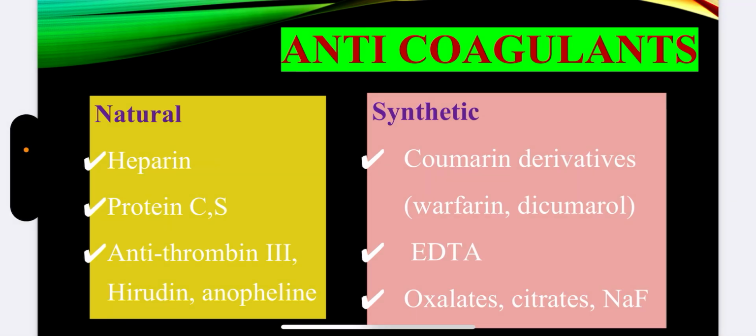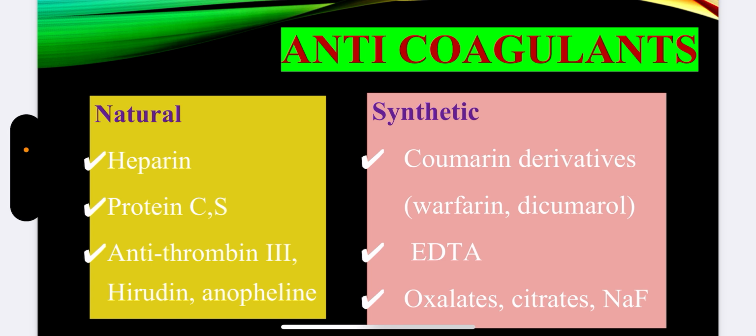We will talk about anticoagulants and bleeding and clotting disorders. What are anticoagulants? These are the substances which prevent the formation of blood clot when these are mixed with blood in appropriate proportion. They can be studied under two headings. First are the natural anticoagulants, another category is the synthetic anticoagulants.